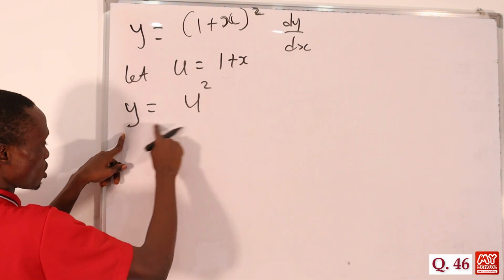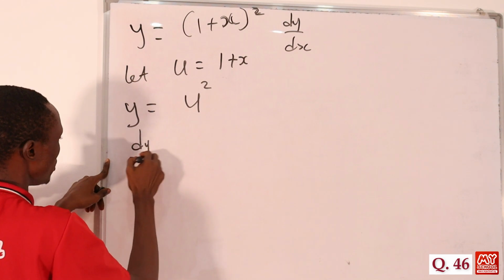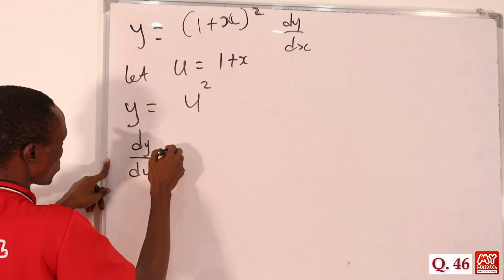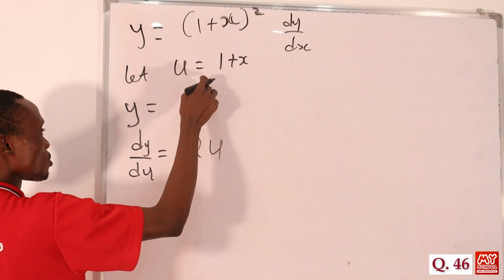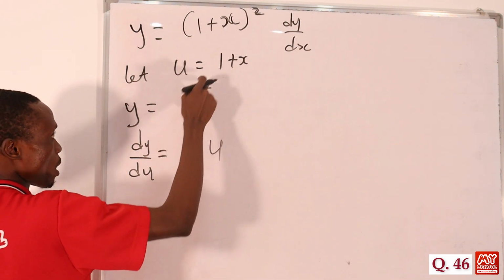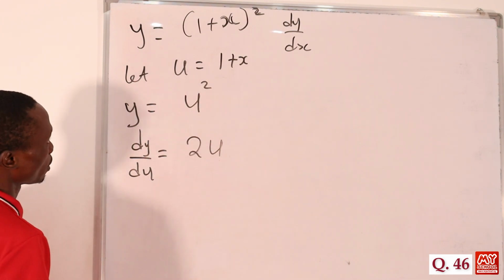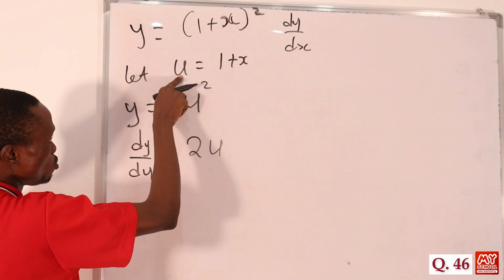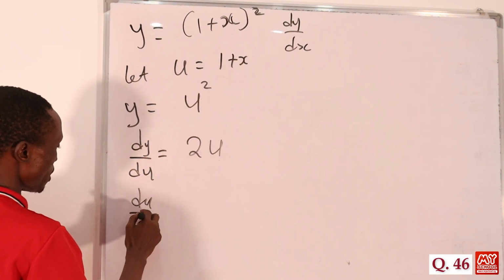So first of all, we differentiate this with respect to u. Here we have dy/du, and this will be equal to 2u, right? So we just use the power to multiply u and subtract 1 from the power, so the power of u will become 1. Then the next is for us to differentiate u with respect to x. So here we have du/dx.